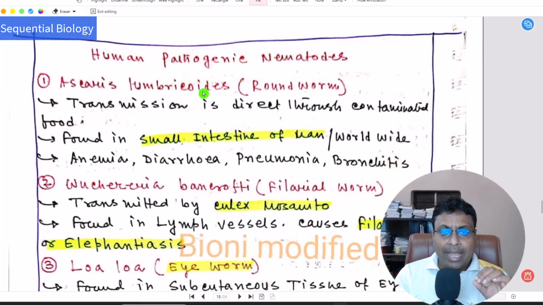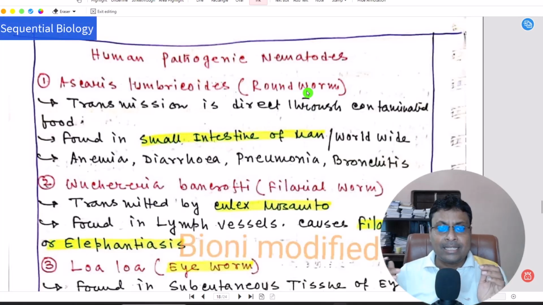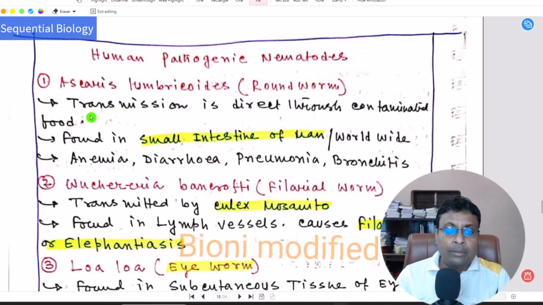The first one is Ascaris lumbricoides, which is also known as roundworm. Ascaris lumbricoides causes ascariasis disease, and the transmission is direct through contaminated food. They are found in the small intestine of man, and they obtain nutrition from the human being and cause ascariasis. What are the symptoms of this disease? Anemia, diarrhea, pneumonia and bronchitis. These are the most obvious symptoms of ascariasis. And usually these Ascaris lumbricoides roundworms are distributed worldwide.